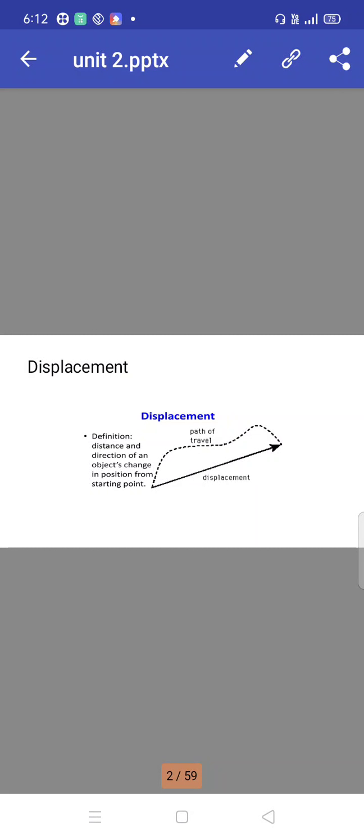Hi friends, today we see about linkage of kinematics mechanism. So linkage mechanism in kinematics, these things to be discussed today. First of all, we need to know the basics.